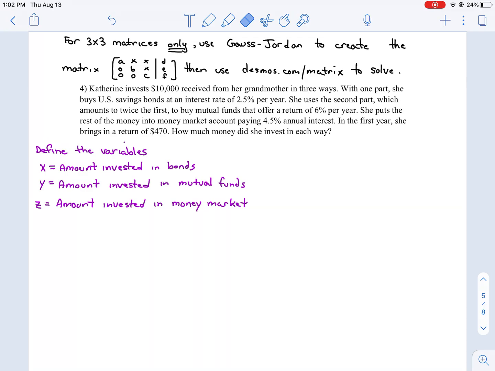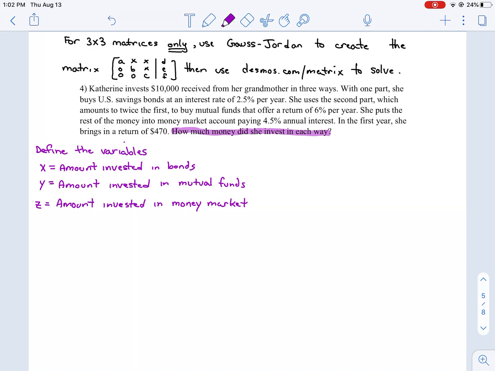All right, so now I'm going to go ahead and highlight all the important information, starting with the last sentence, because the last sentence will help us define the variables. How much money did she invest in each way? So I have X equal the amount invested in bonds, Y equal the amount invested in mutual funds, and Z equal the amount invested in the money market.